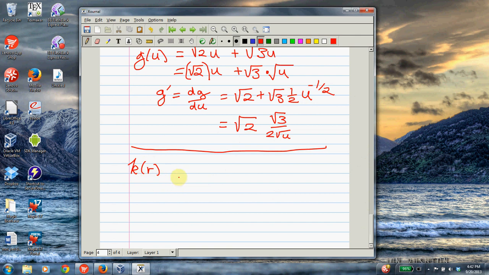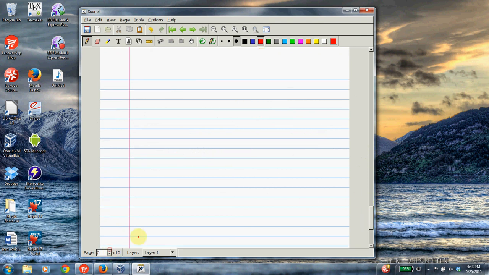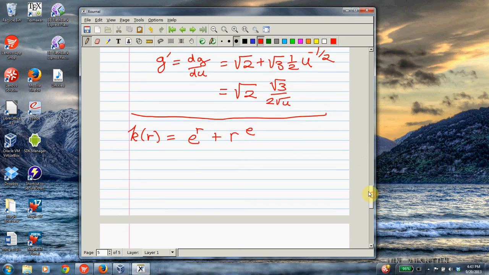And so k of r is equal to e to the r times, plus r to the e. Okay, so now the variable is r, and we want to find k prime, which is the same thing as dk dr. And so this is just e to the variable, so it stays the same. Now this is a trick. Remember, e is basically 3. It's 2.718281828.